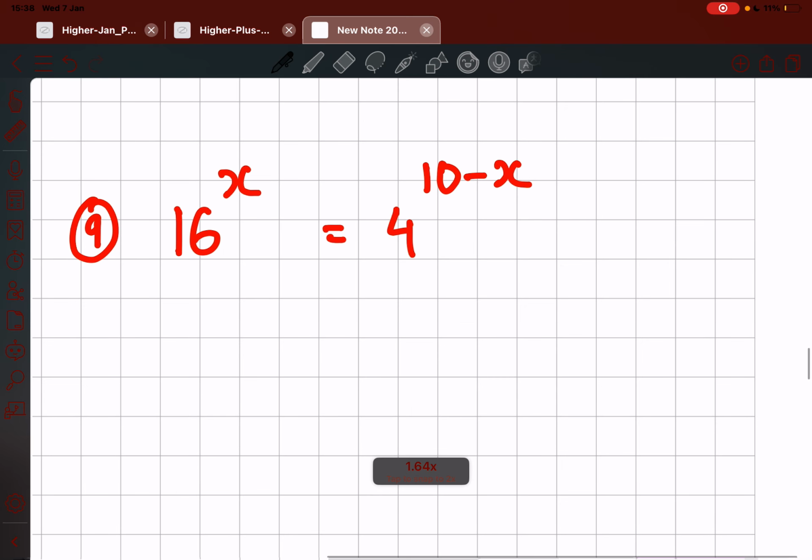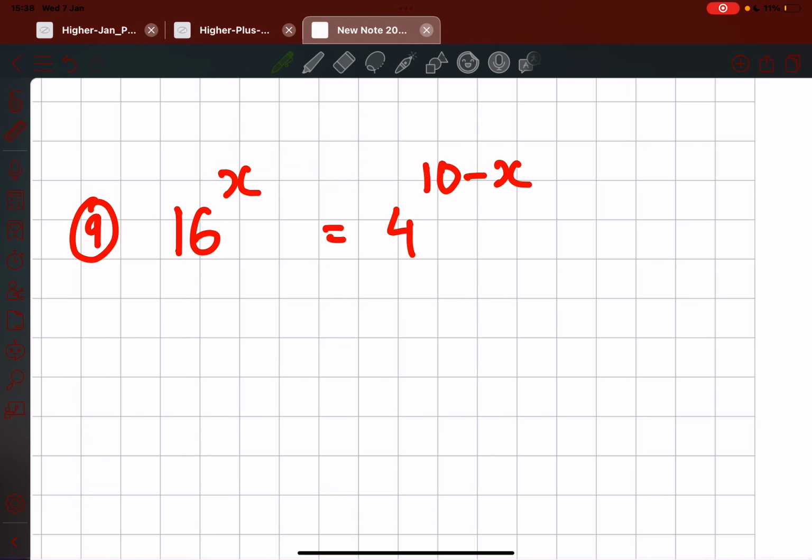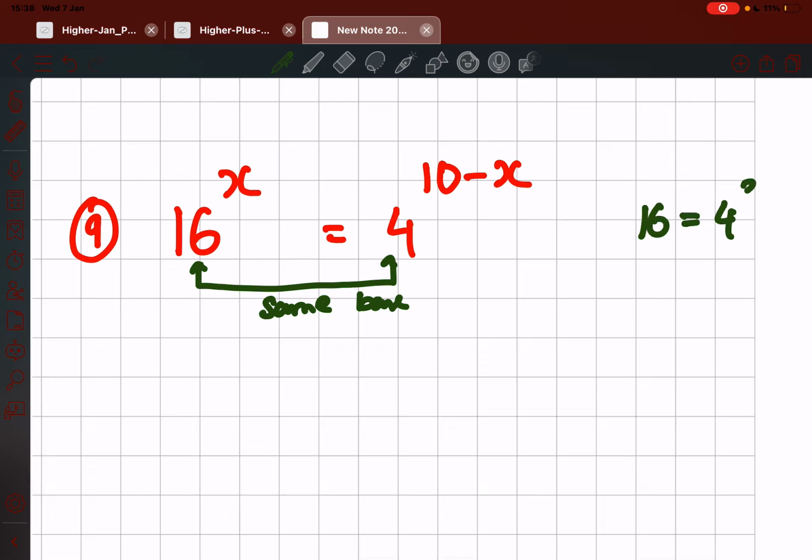Next one, we've got 2 exponential expressions that are equal to each other. So the technique here is you need to make the base the same. If you can get the same base, then you can form an equation with the powers as well. So 16, as we know, is equal to 4 squared.